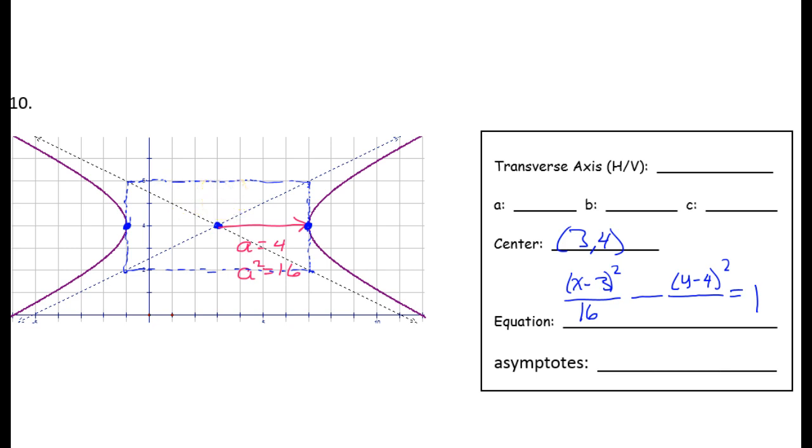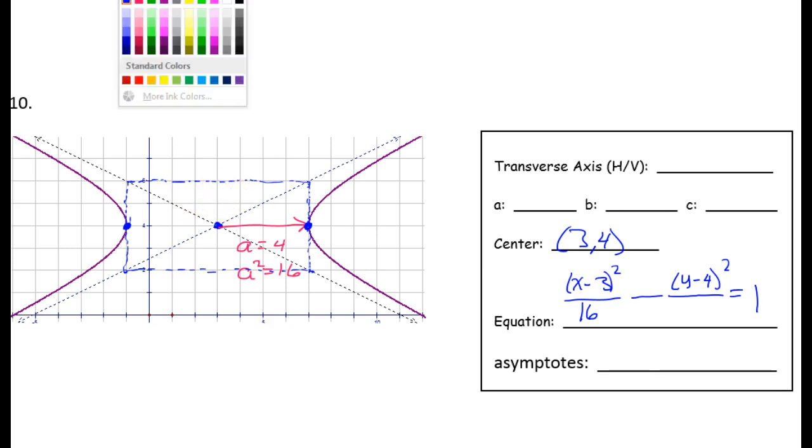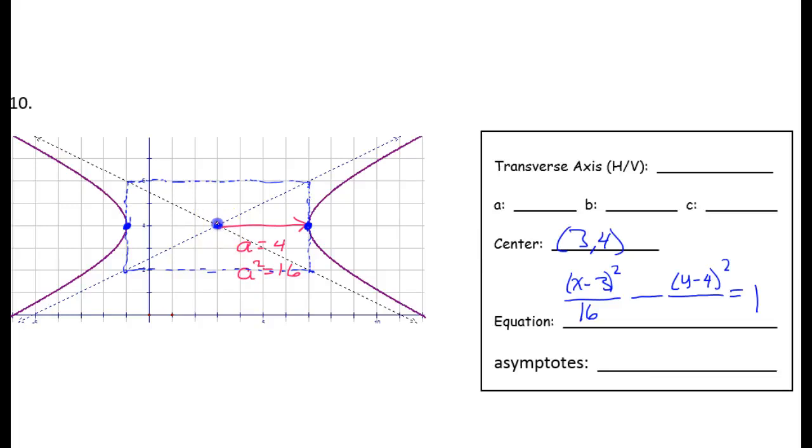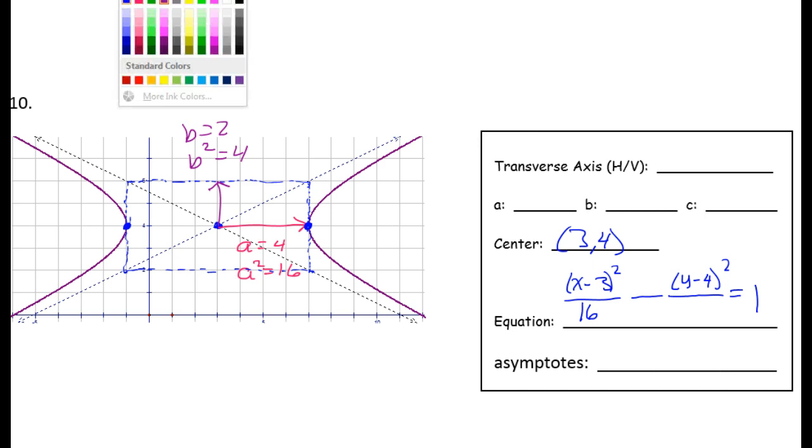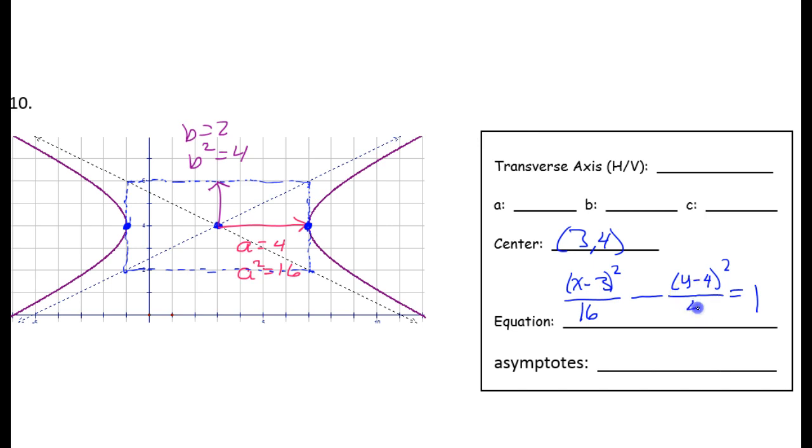Well, now I can easily see the b value. The b value is the distance to a covertex, which means the distance to the side of the rectangle that doesn't have a vertex there. So I can now see that the b value is 2, which means that b squared is 4. So that's going to be the other denominator, which is 4.